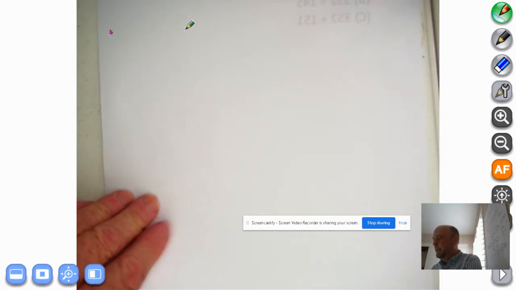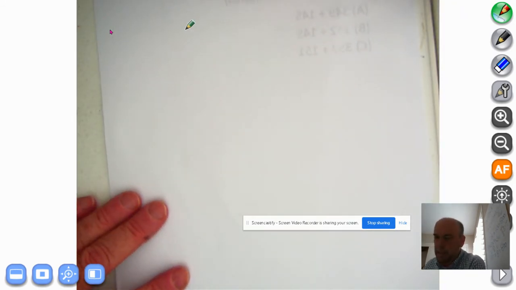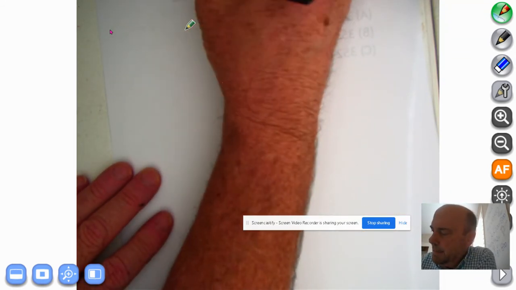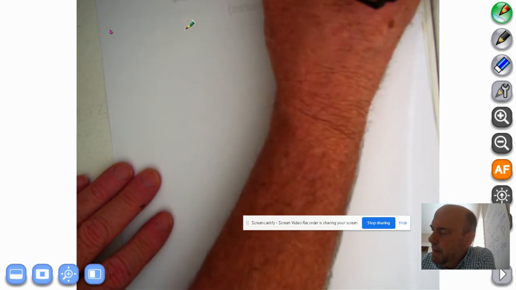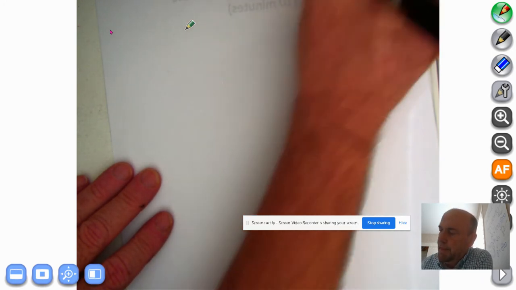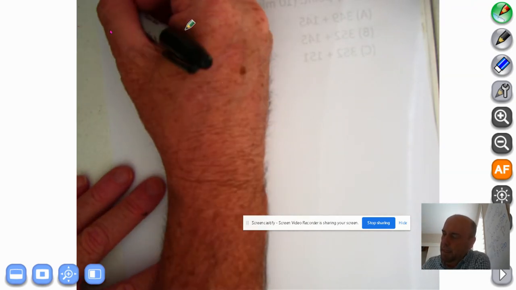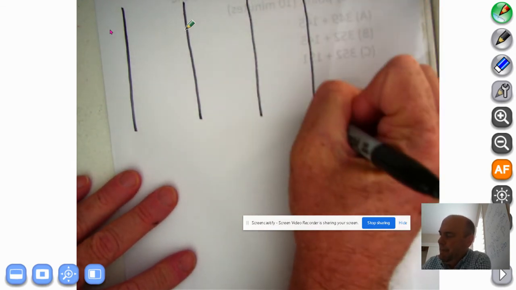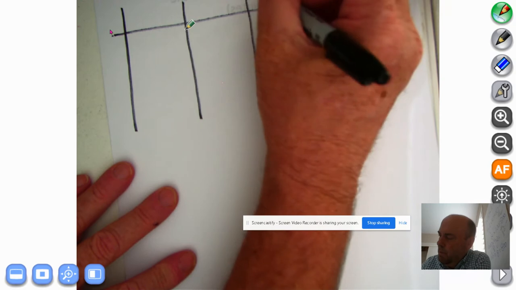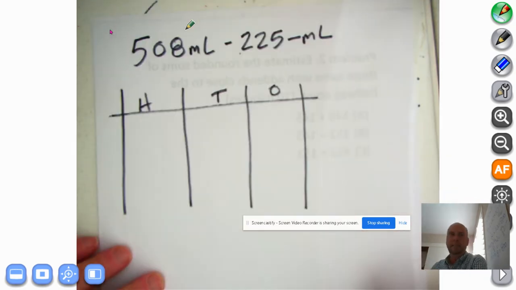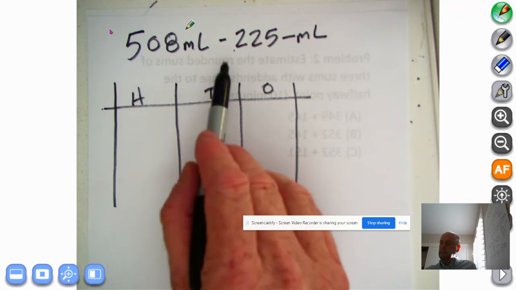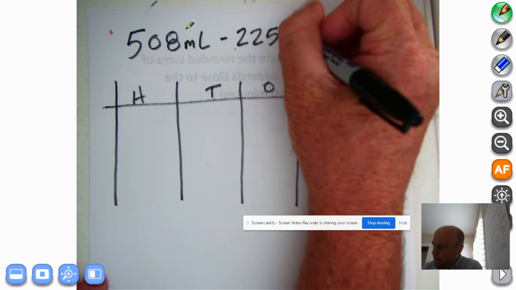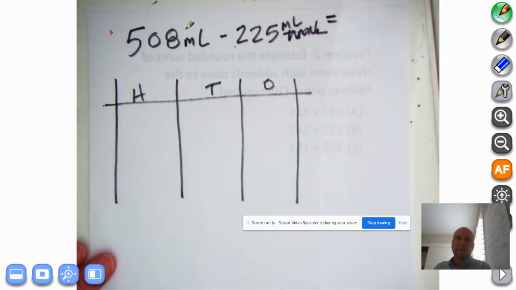Alrighty, now we're going to do another problem before I say take a little break, and it's 508 milliliters minus 225 milliliters. And let's make a big old place value chart. Our hundreds, tens, and ones. And we're going to do something a little bit different. Ones, tens, hundreds. Oops, you guys can't see that. There you go. So we have 508 milliliters minus 225 milliliters. What will that equal?